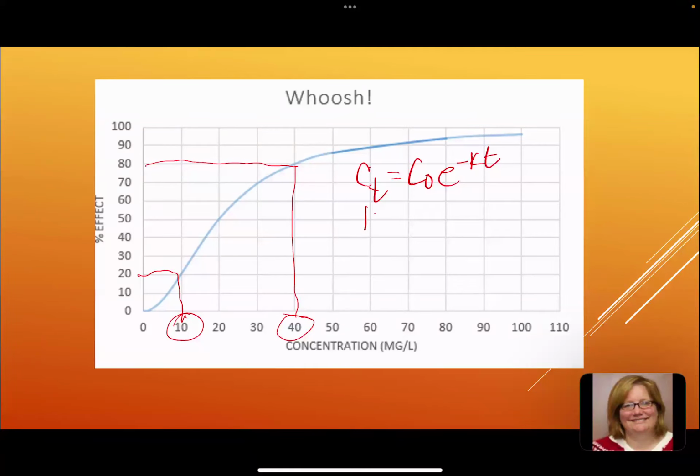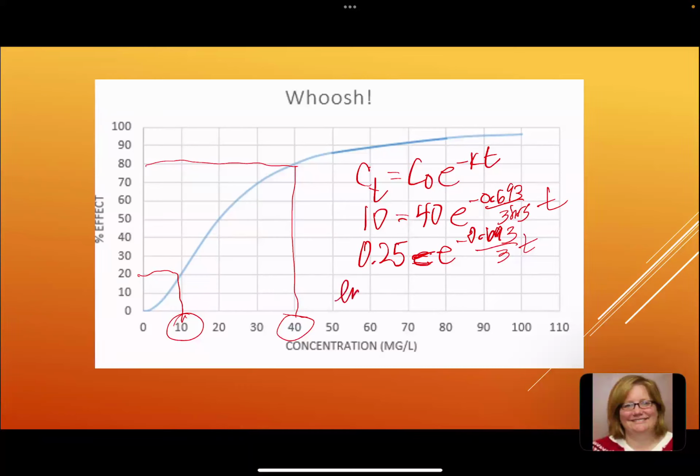So what do we say? We want to know when we're going to get to 10, and we start at 40. e to the negative k, 0.693 over 3 hours. Okay, and then we're solving for t, aren't we? We want to know the time difference here. And so this is going to be 0.25 equals e to the negative 0.693 over 3 times t. Can someone tell me what the natural log of 0.25 is?